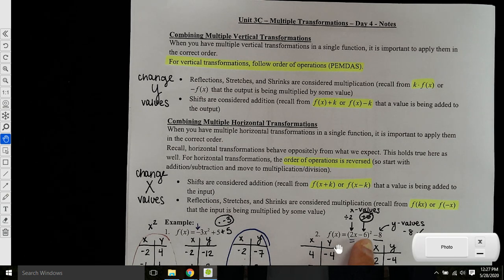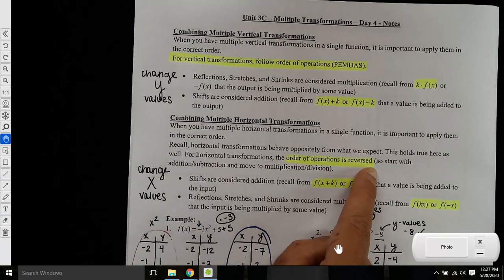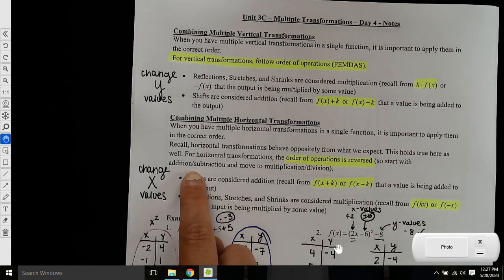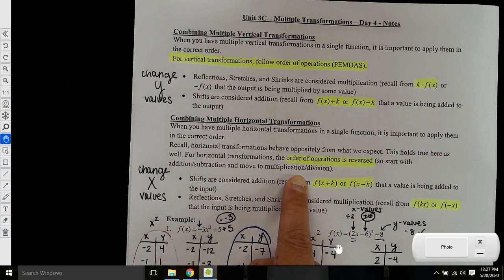Now, anything on the inside happens opposite of what you think, or opposite of what it appears. So the order of operations is reversed. So you start with the addition and subtraction, and you move to the multiplication and division. You need to make sure you do those in 2 different steps.